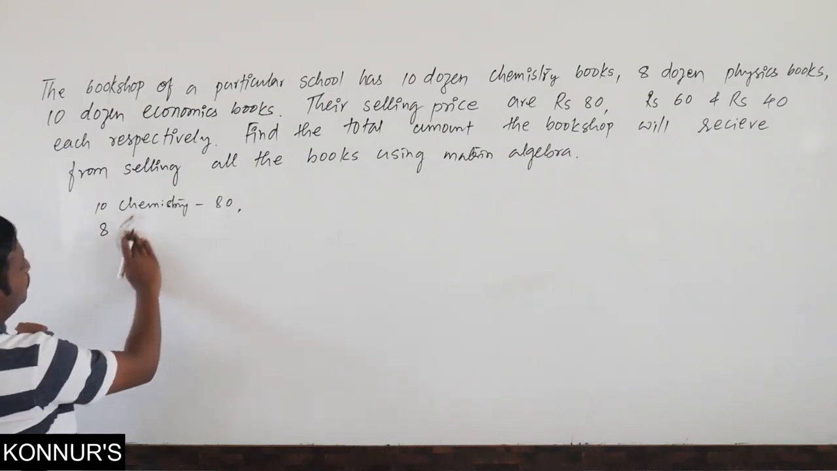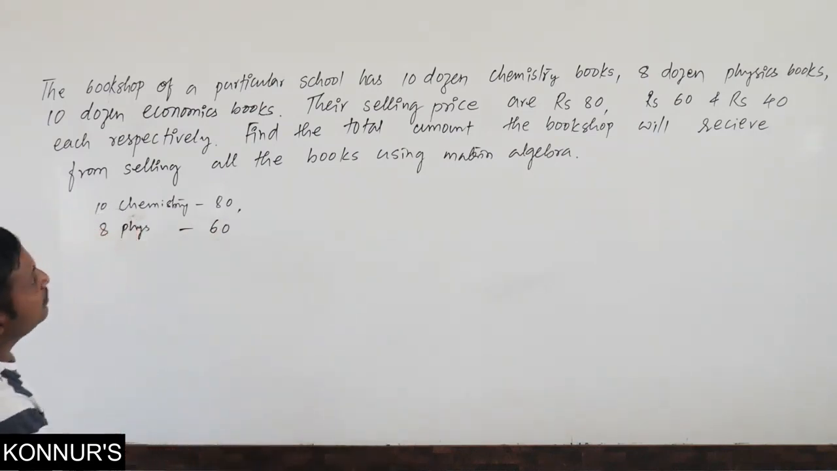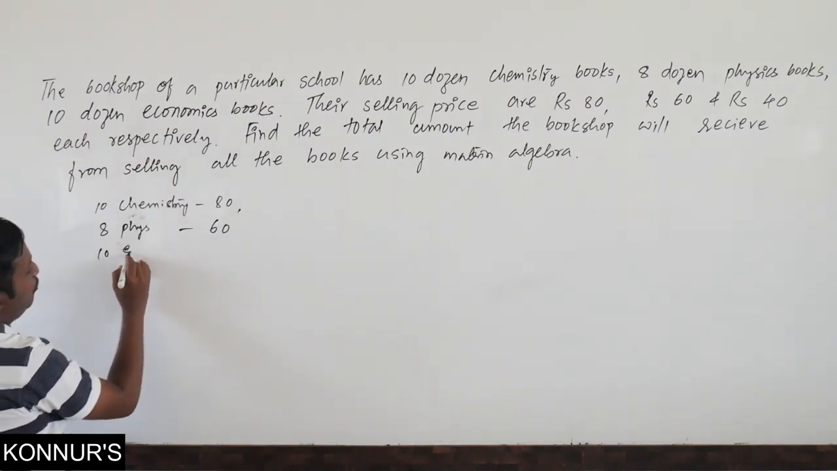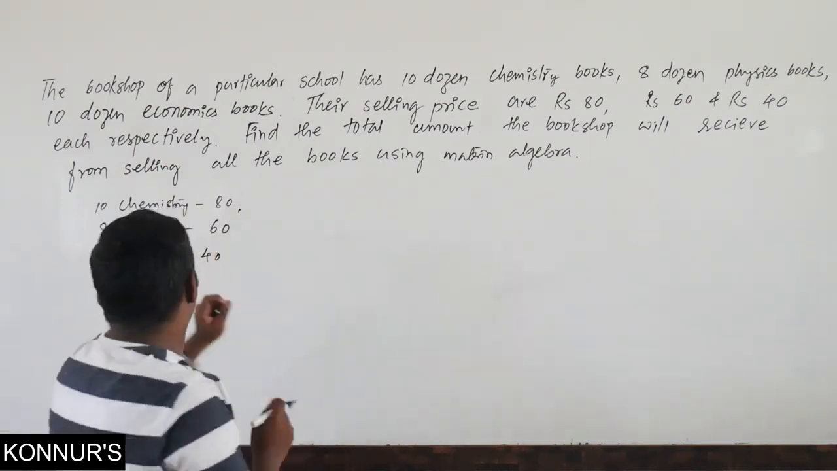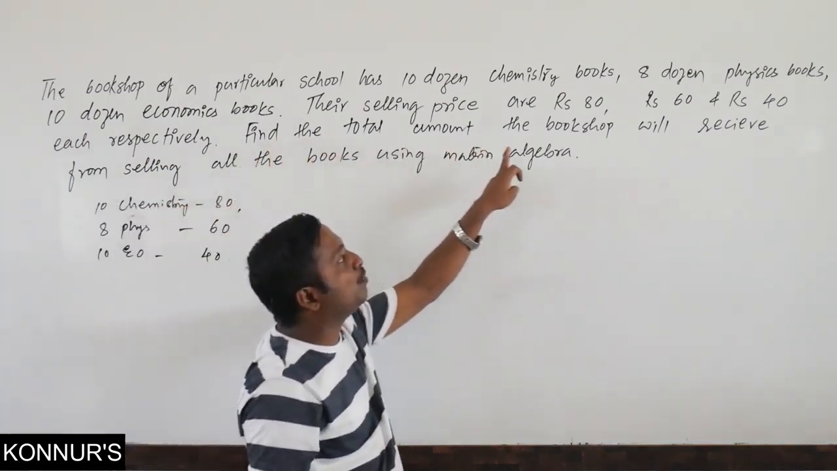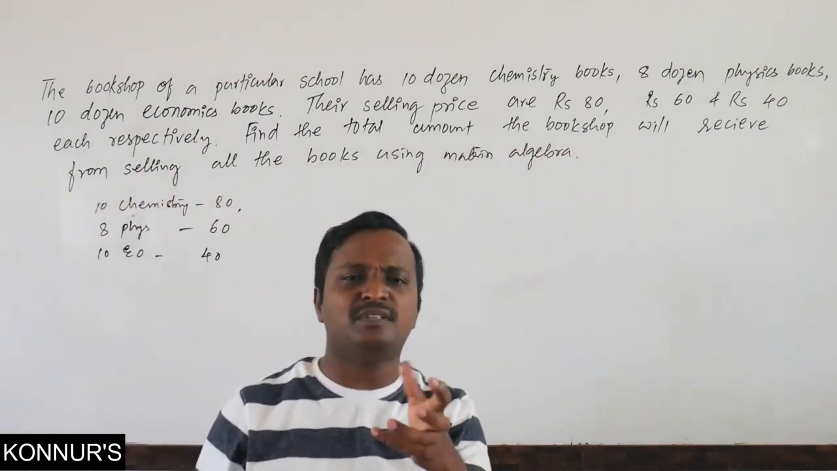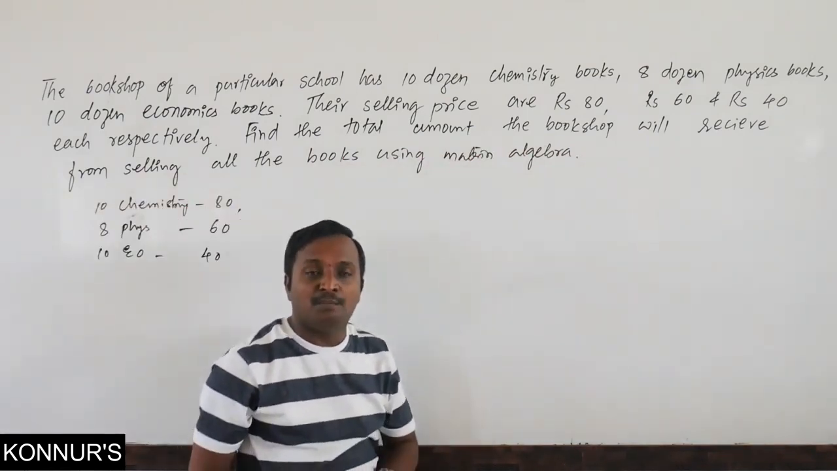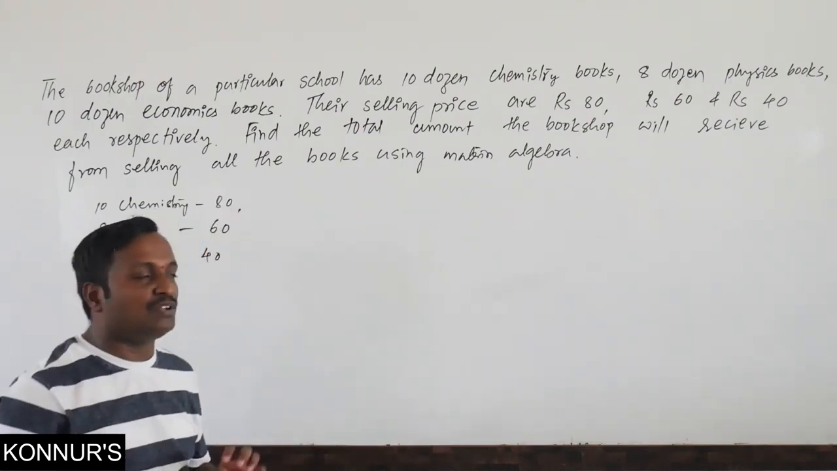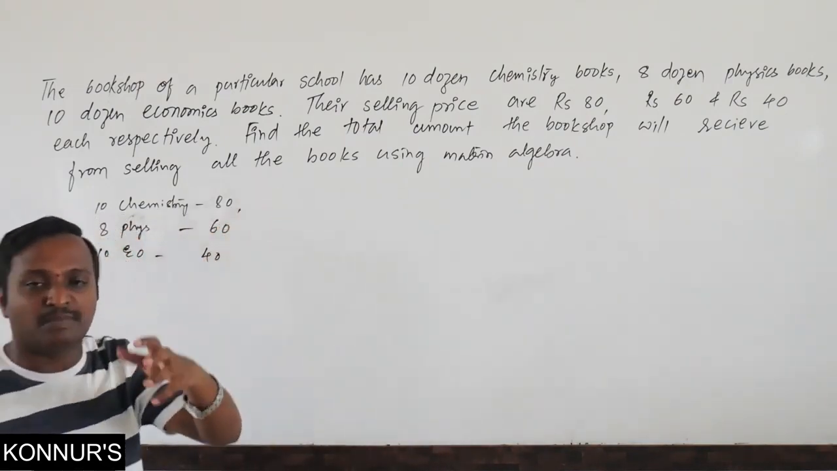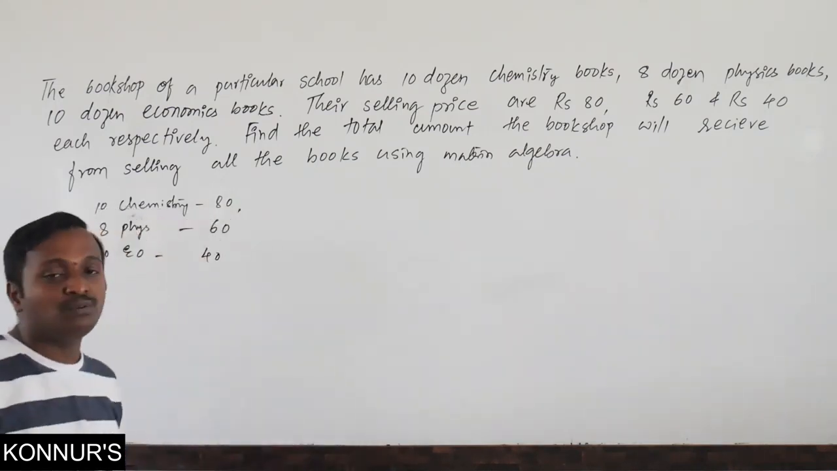8 dozen physics books, the selling price is 60 rupees. And similarly, 10 dozen economics books having the price rupees 40. Okay? Now what they ask is: find the total amount the bookshop will receive from selling all the books using matrix algebra. Matrix algebra is addition, subtraction, multiplication. It is easy to calculate usually by a simple calculation, but they have put one condition: using matrix algebra, we have to find the total amount we will receive.